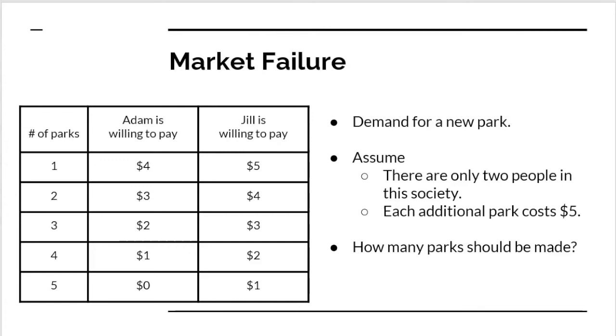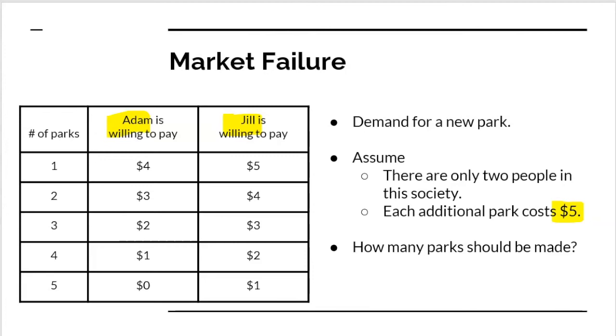We're going to make 2 assumptions with our example here. There are only 2 people in the society: we have Adam and we have Jill. These are the only 2 people living in this society. And each additional park is going to cost $5. The question is, how many parks should actually be made?